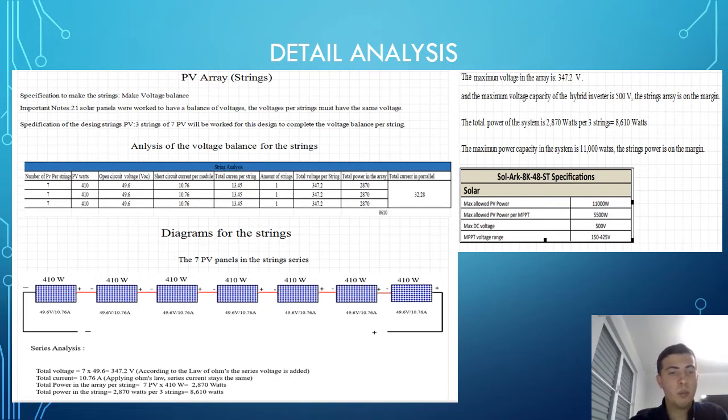2,807 watts, and the total power in the strings is the 3 strings per the total power, that is 8,610 watts, and the maximum voltage in the array is 347 voltage, and the maximum voltage capacity of the hybrid inverter is 500 voltage. The strings array is on the margin, and this is the specification of this solar inverter.